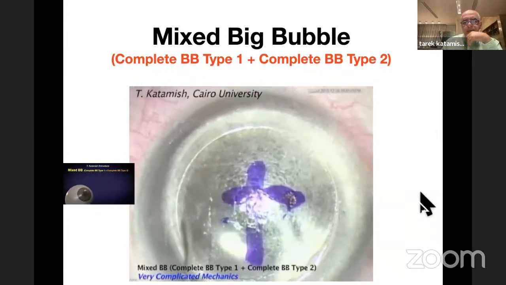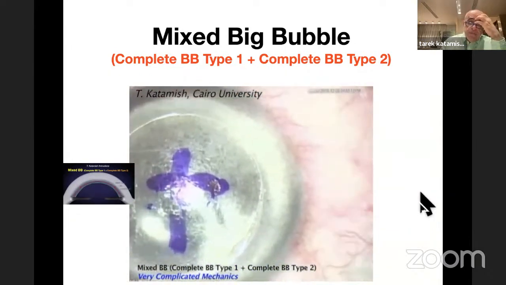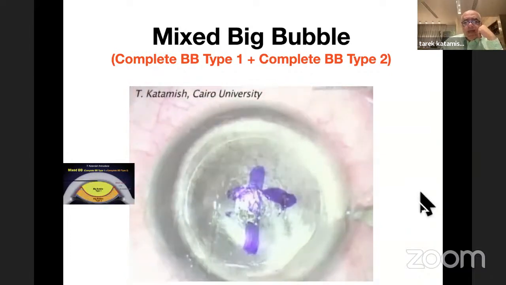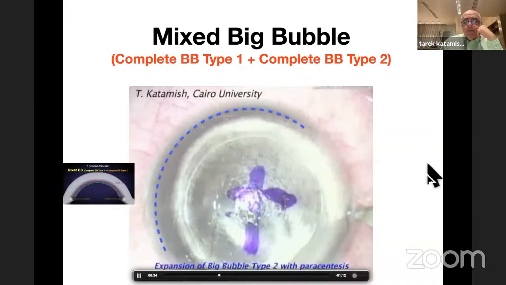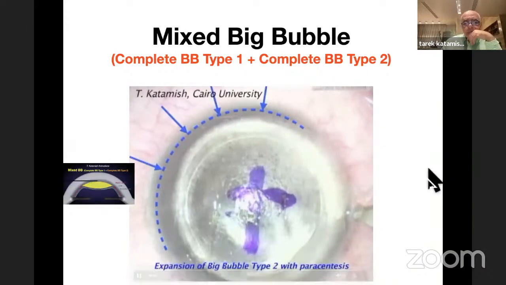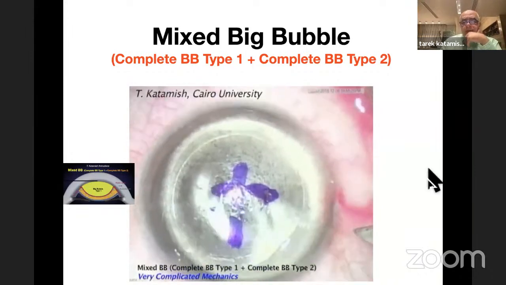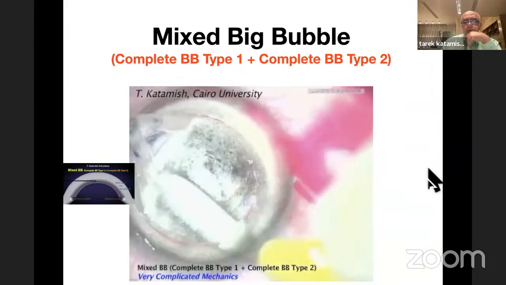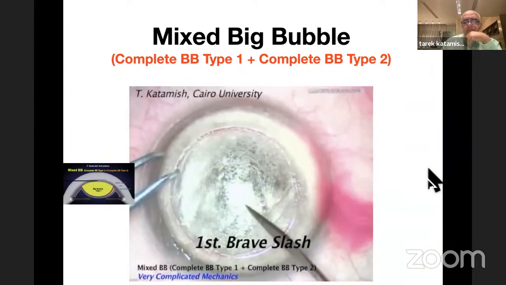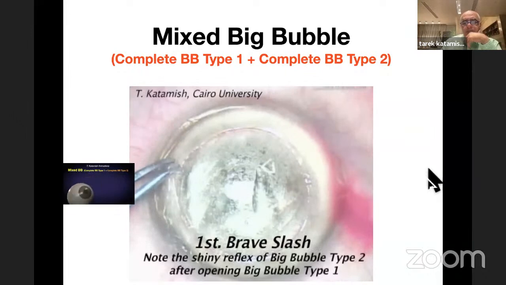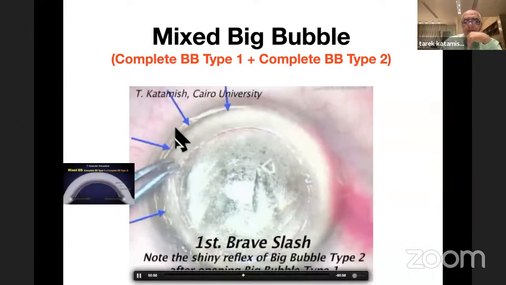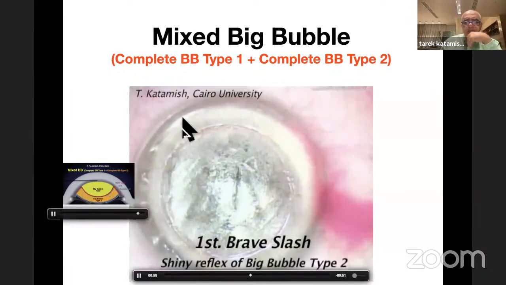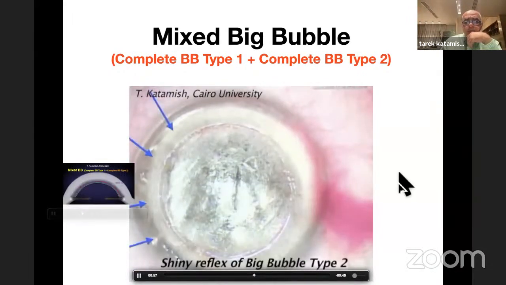There's something behind. Then you go and make your prosthesis. You will notice expansion of the big bubble type 2 behind big bubble type 1. And then you will start making your stromal dissection, and you will open the first Bravo slash. This is the first Bravo slash. Watch carefully. There is something here behind. Still, there are reflexes behind. What are these reflexes?